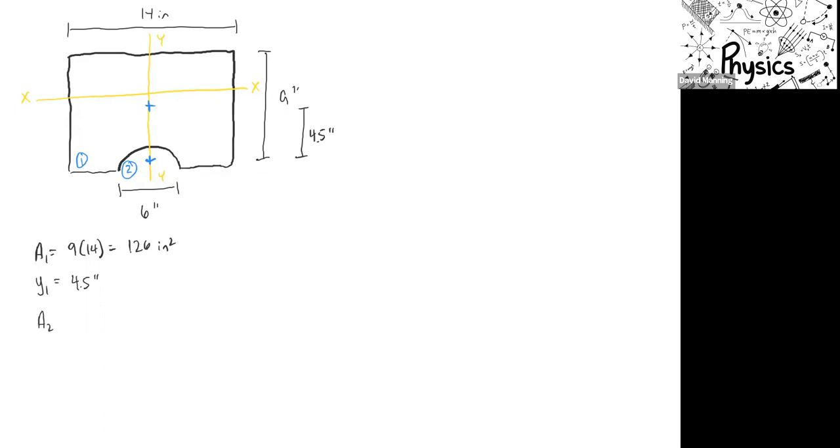A2 is, what is that, 4R over 3 pi? 4R over 3 pi. So the diameter is 6, so the radius is 3. This is 3 inches here, although it definitely doesn't look like it in our picture, but whatever. So 4 times 3 over 3 pi, so that's 4 over pi, 1.27. That's not the area, that's y. I'm sorry. I was doing the wrong thing.